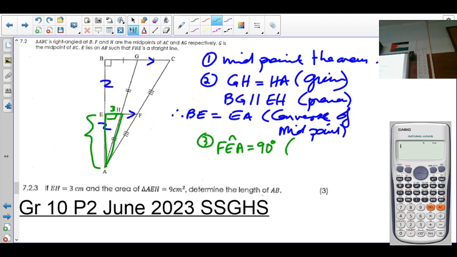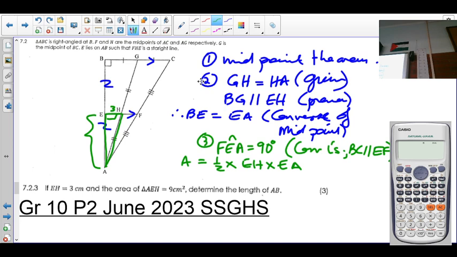So you write here corresponding angles with BC being parallel to EF. Okay. Now we can go. The area of that triangle is going to be half base, which is EH, times your perpendicular height, which is EA.